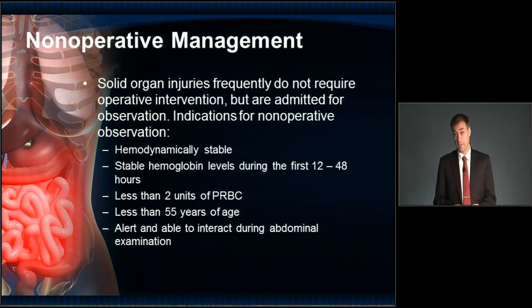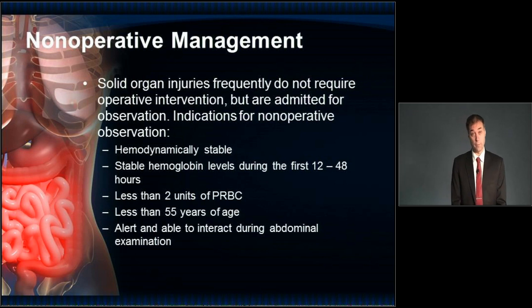Many solid organ injuries like the spleen and the liver do not require operative intervention. If the patient's hemodynamically stable and they have a solid organ injury, then they may be admitted upstairs for non-operative observation. Now, patients admitted for non-operative observation of a solid organ injury like the liver or the spleen should be observed for hemodynamic stability, for stable hemoglobin levels. Those are some of your assessments.